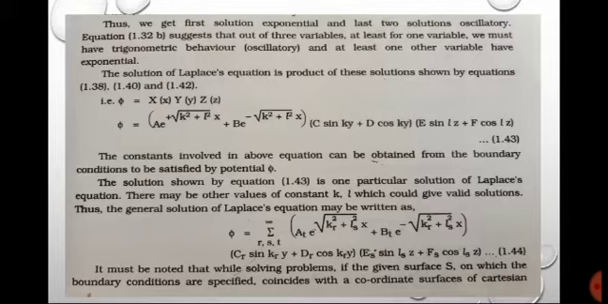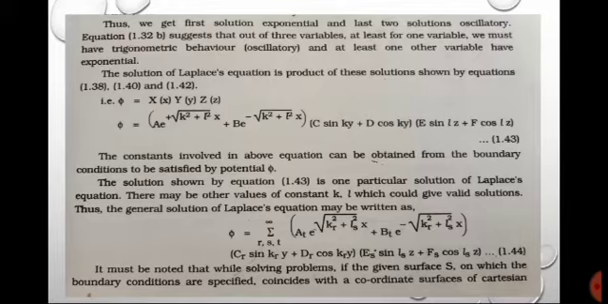Let phi be equal to X of x, Y of y, Z of z. So phi is equal to (a e raised to plus root of k square plus L square x plus b e raised to minus root of k square plus L square x) into (c sin ky plus d cos ky) into (e sin Lz plus f cos Lz). By multiplying these three terms, we obtain this equation, which is labeled 1.43. The constants involved in the above equation can be obtained from the boundary conditions to be satisfied by potential phi. The solution shown by the above equation is one particular solution of Laplace equation.